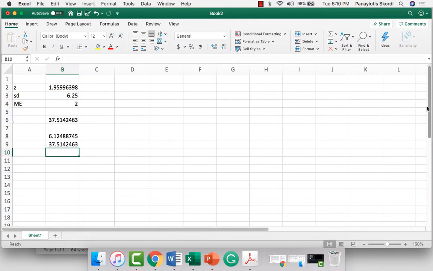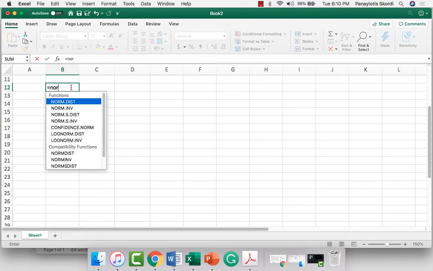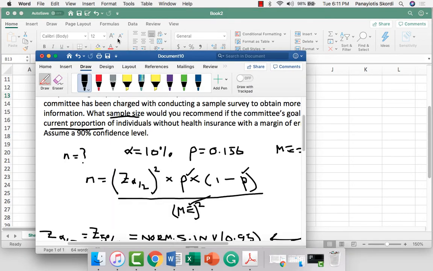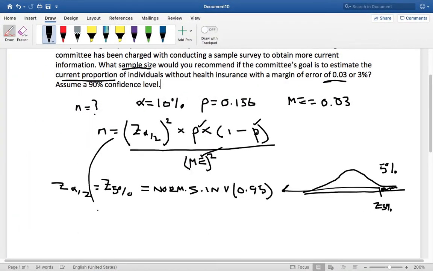So let's scroll down to somewhere new. So we're going to use equals, let's see, norm.s.inverse of 0.95, and that's going to give me my critical value, my z of alpha over 2 value of 1.64485363. So let's say 1.645. So let's go over to here. So I can just plug everything into this formula here to work it out.